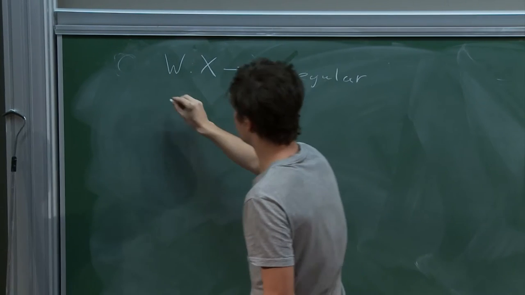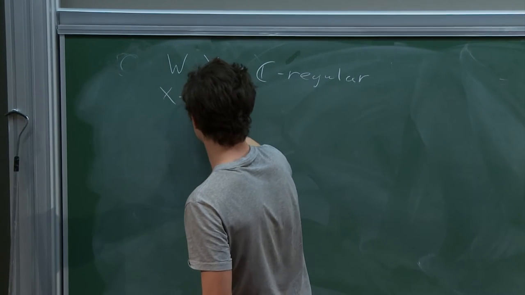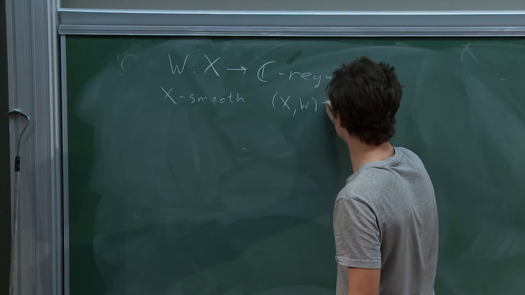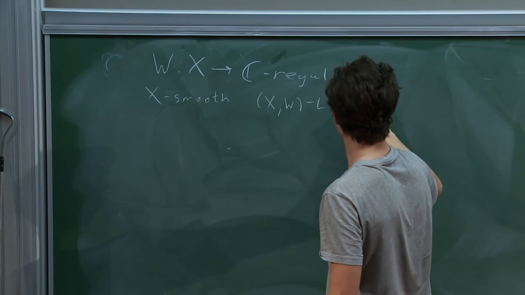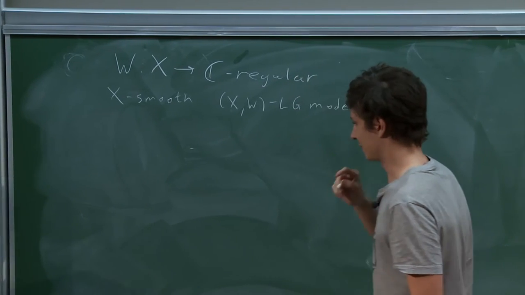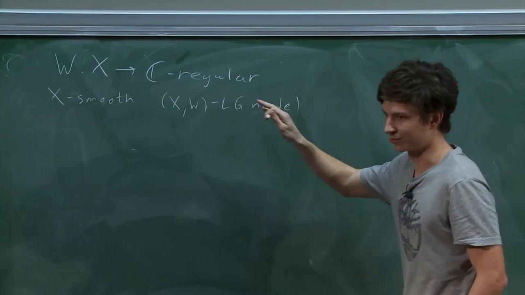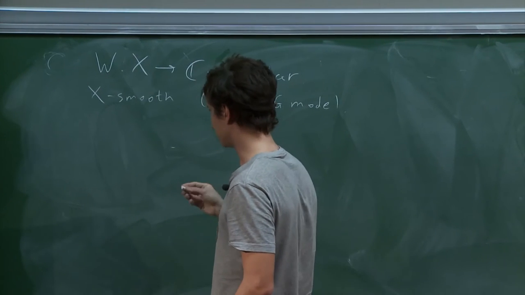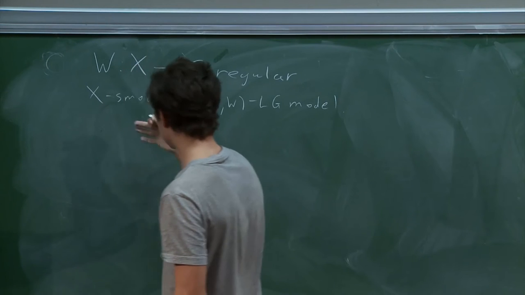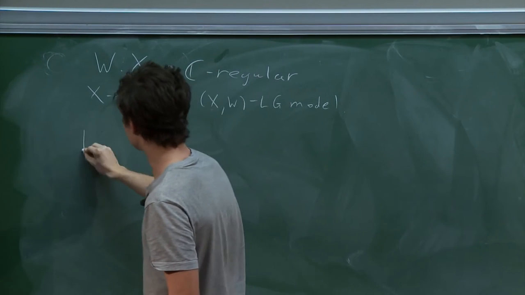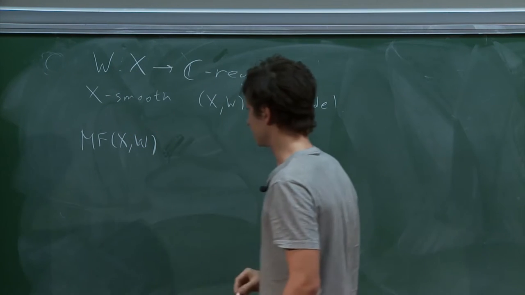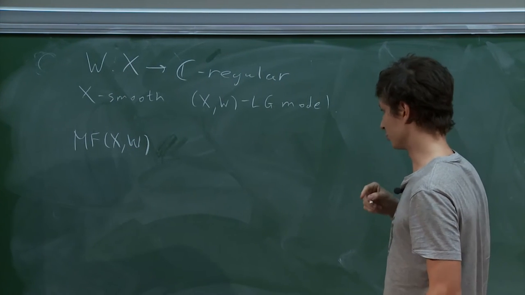First, assume that X is smooth. So (X, W) is a Landau-Ginzburg model. The associated triangulated category is the category of matrix factorizations, which is defined as follows.